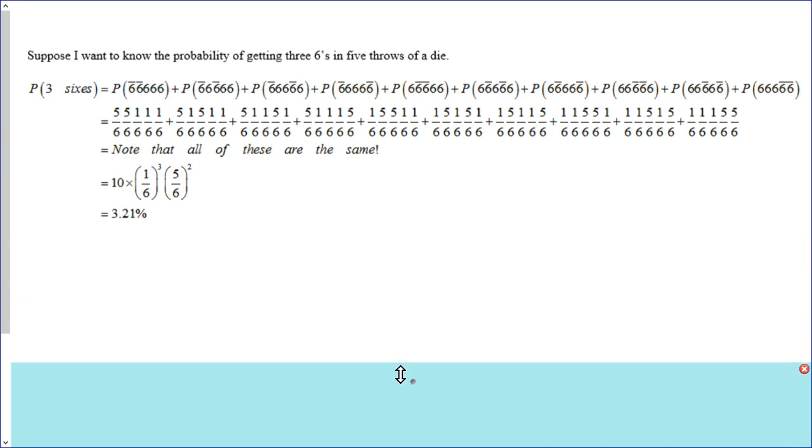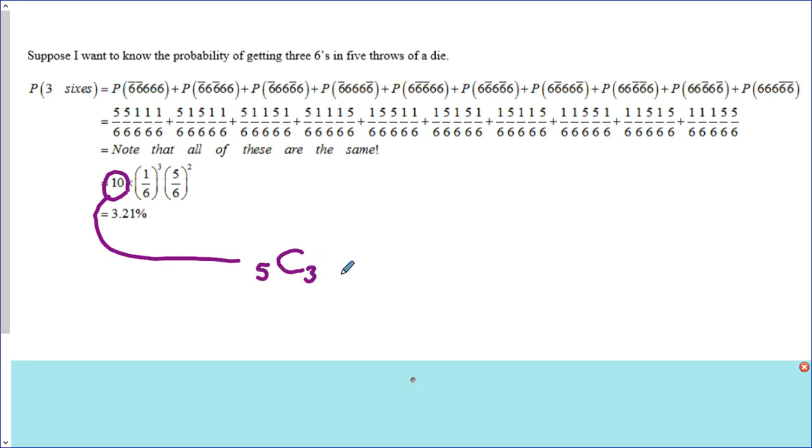But this number over here that we're talking about is actually the number of ways in which I can choose 3 throws from the 5 on which to get 6s, or indeed 2 throws from the 5 on which to get non-6s.